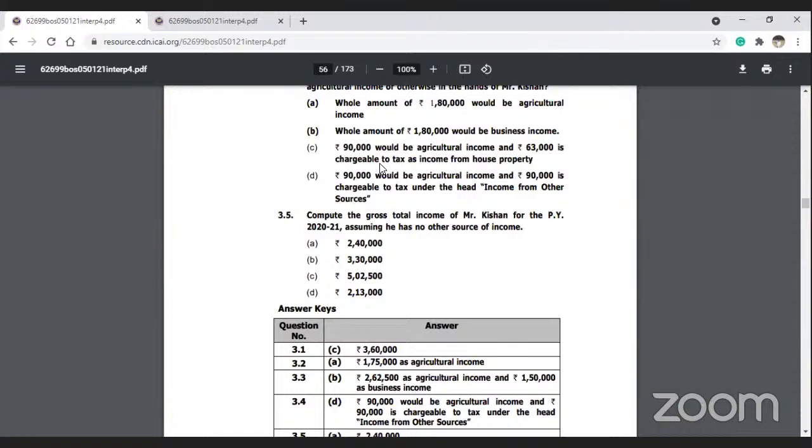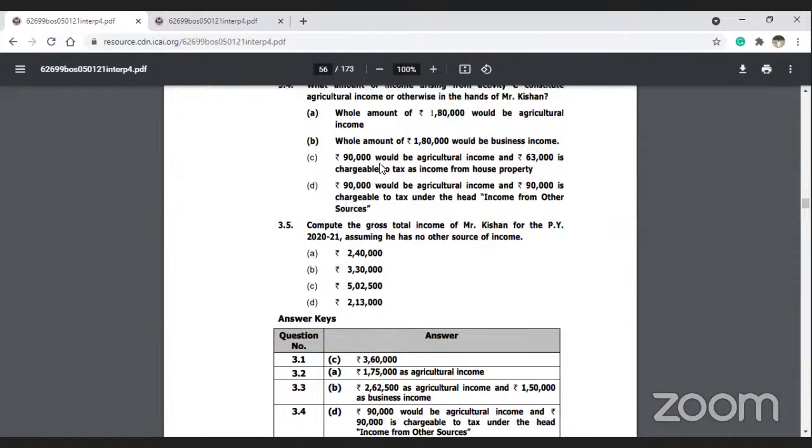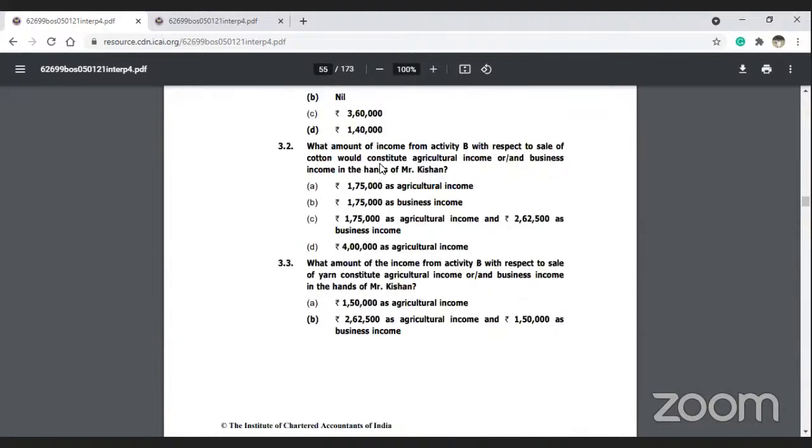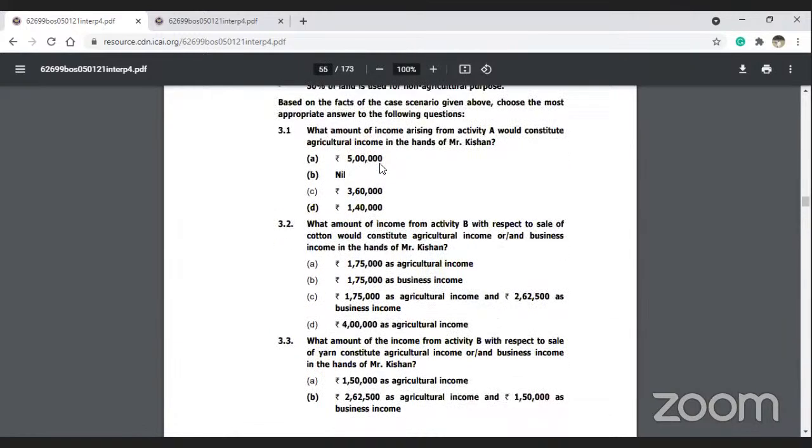Should we proceed to the next question, or do you want to wait, or should I wait for 2 minutes to write the answers for this question? We are just making notes in the book, if anyone wants to write. Okay, then I'll wait for 2 minutes.